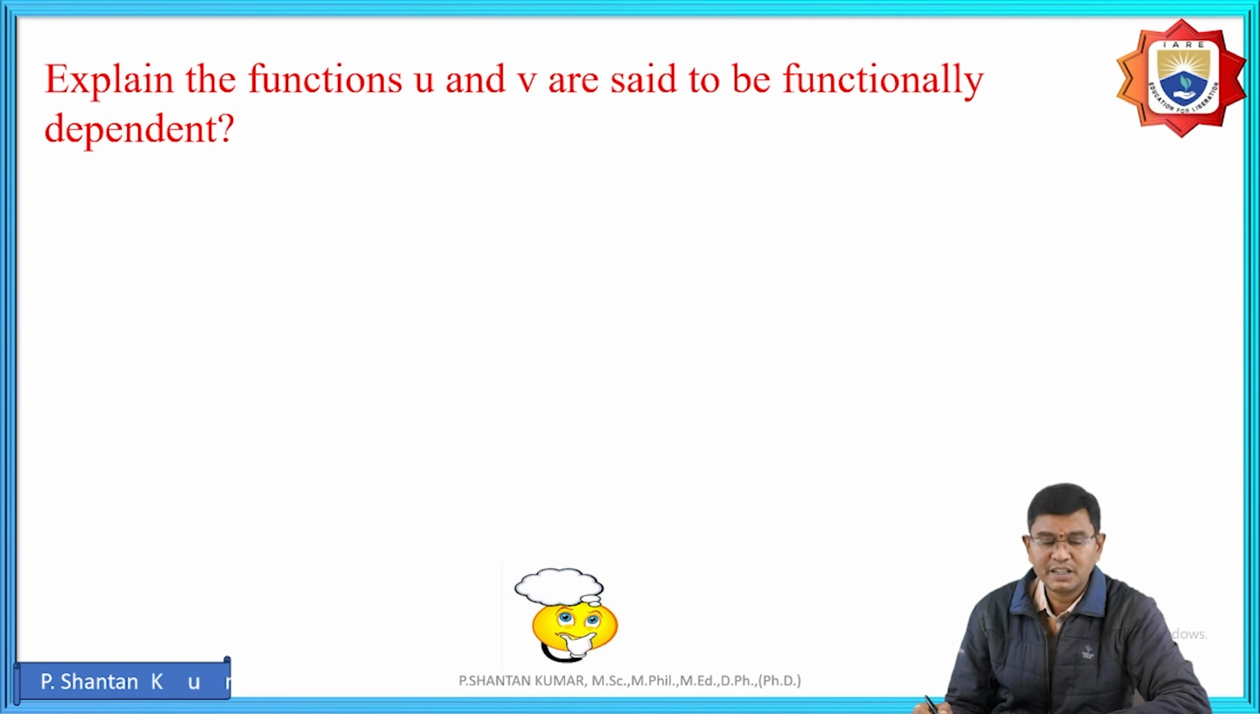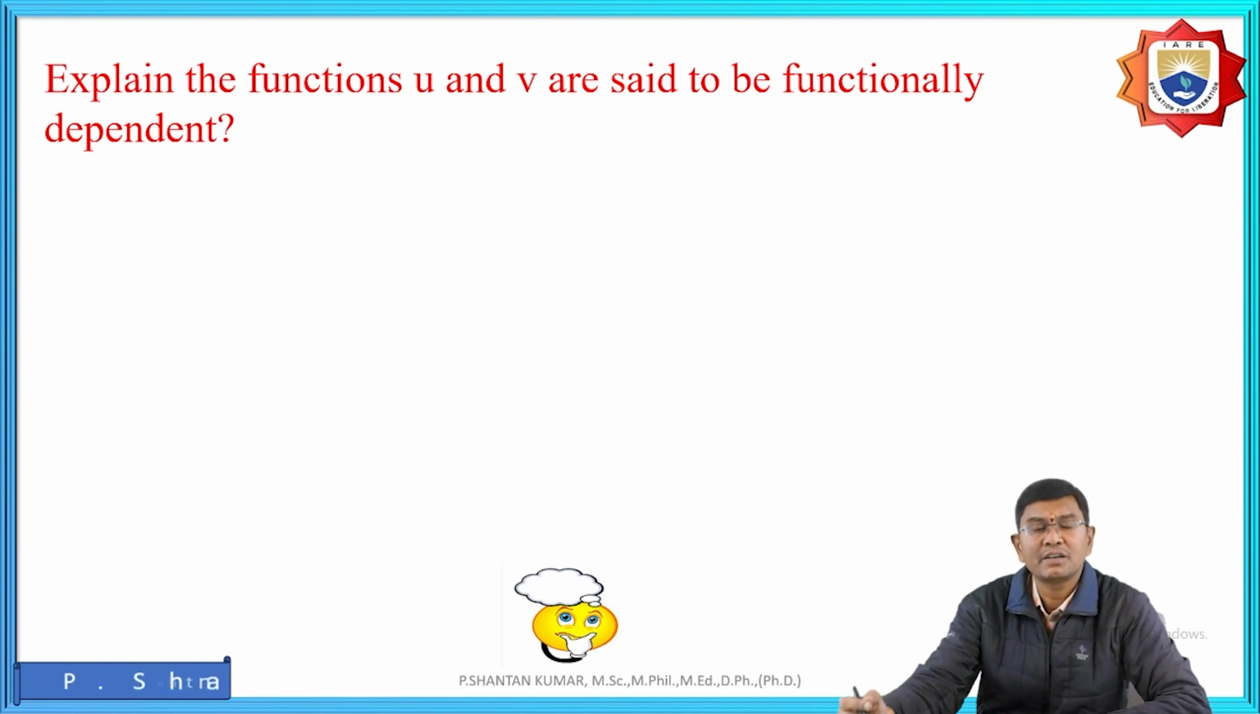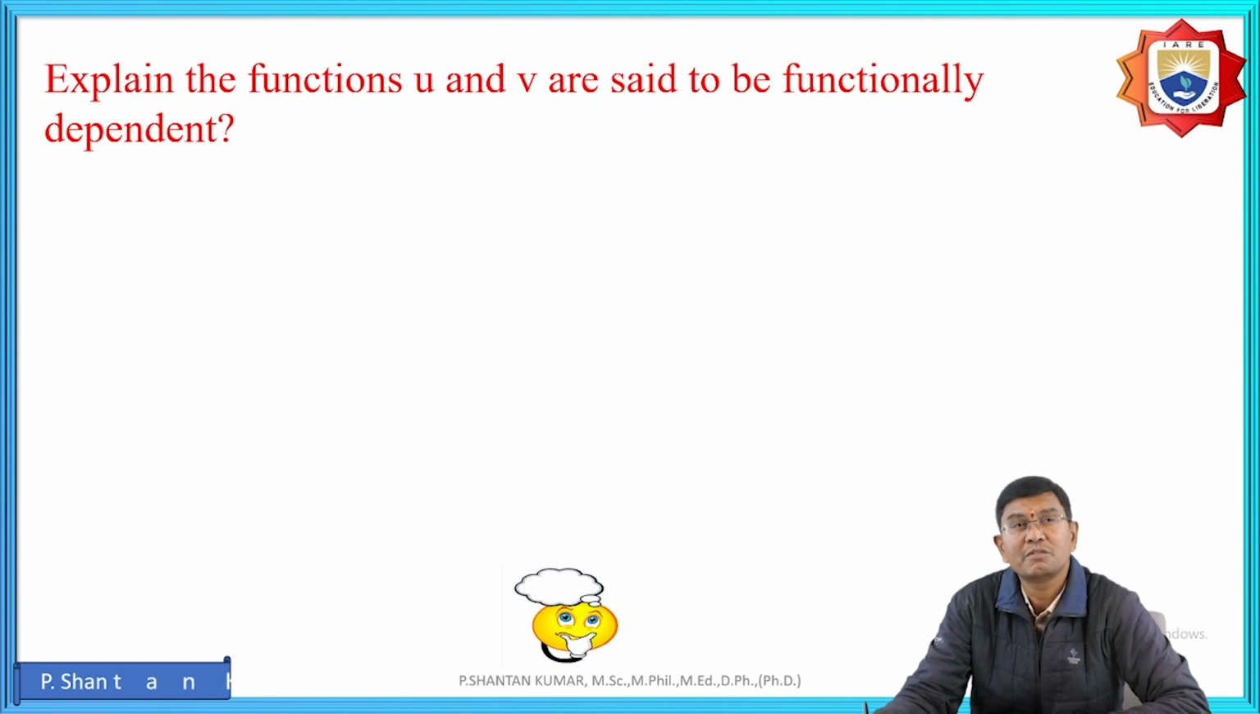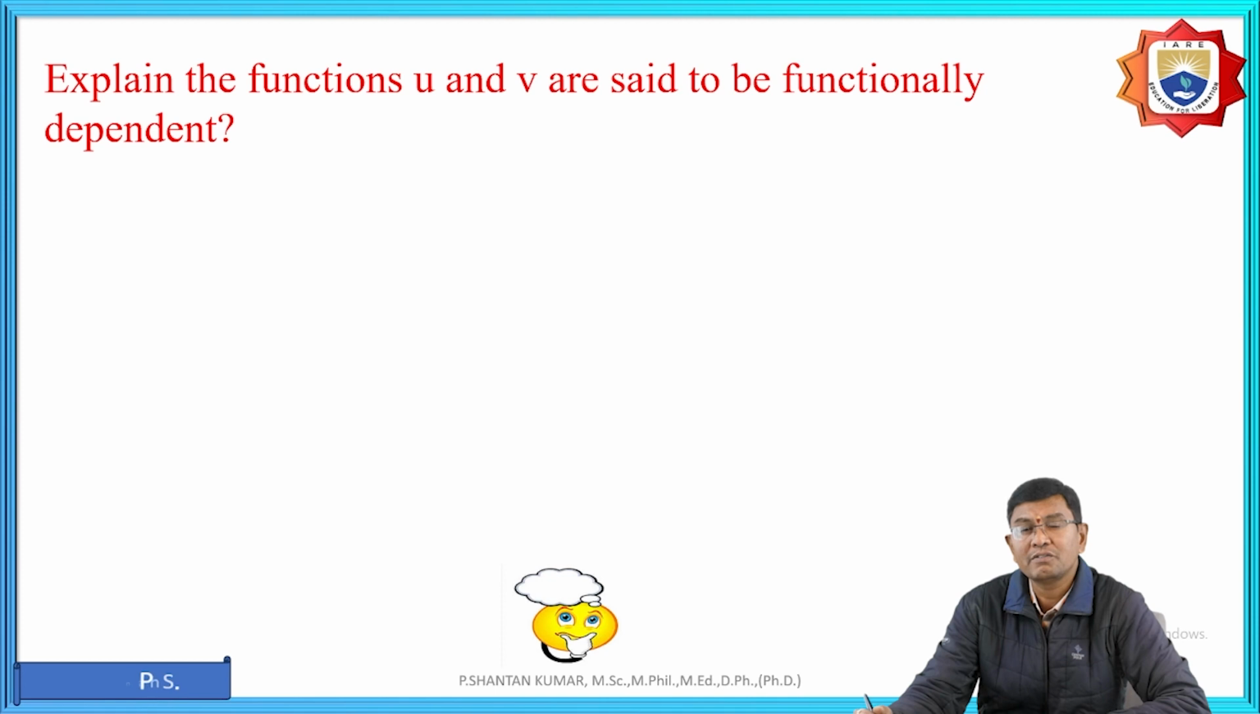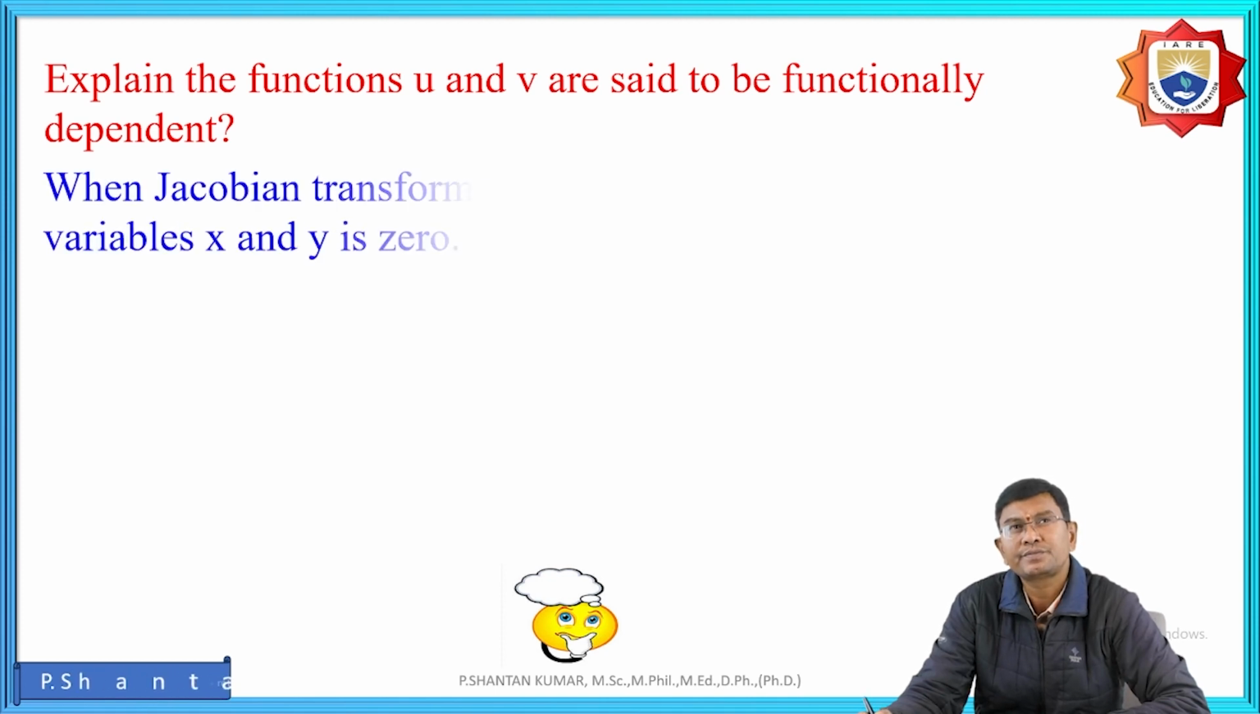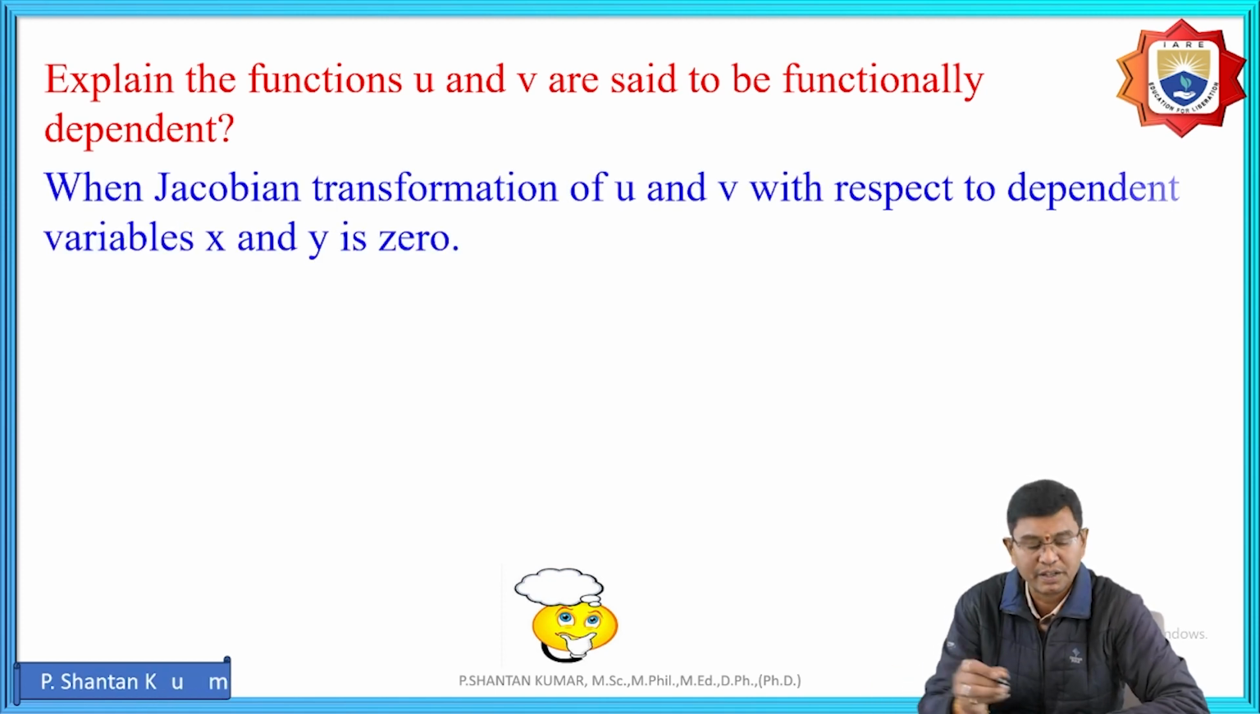Explain when the functions u and v are functionally dependent. That is dou of u comma v by dou of x comma y equal to 0, as per the definition of functionally dependent. That is the Jacobian.